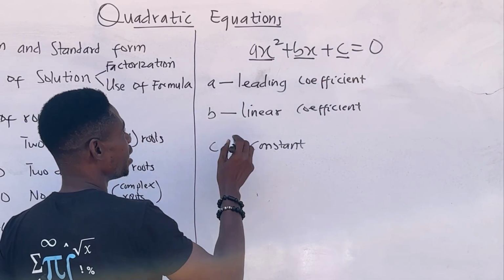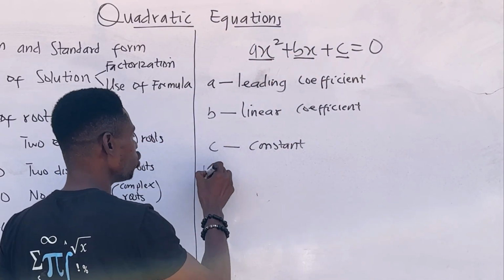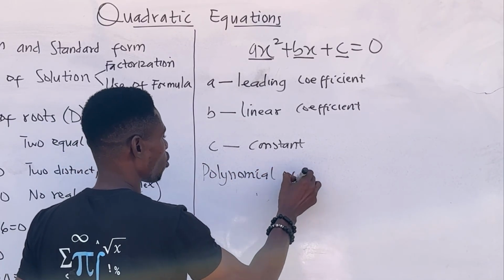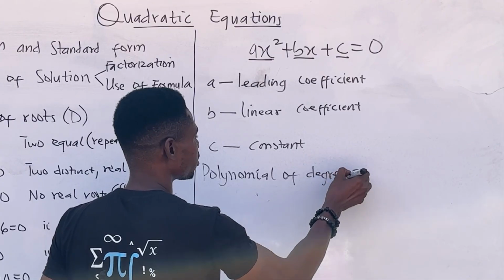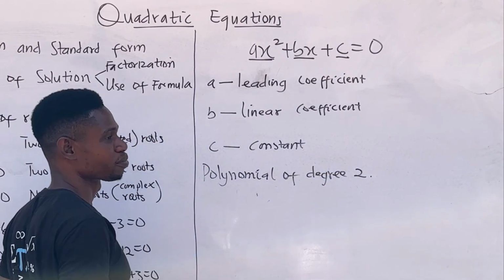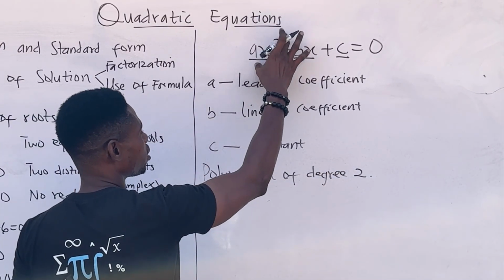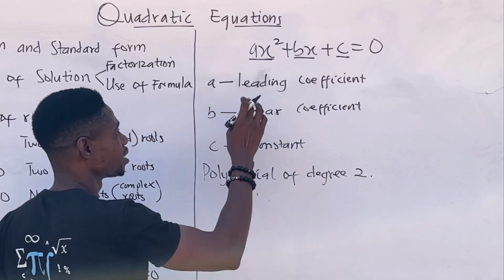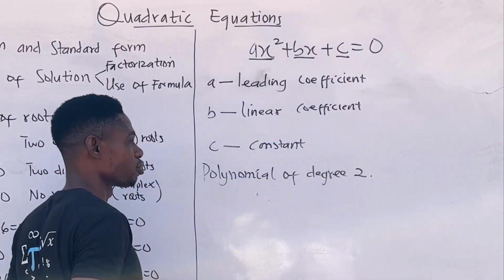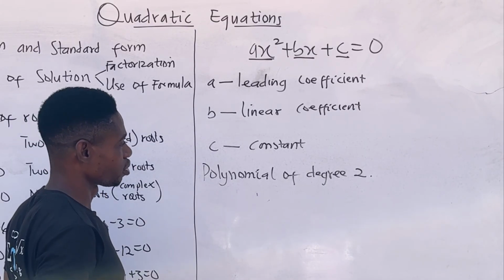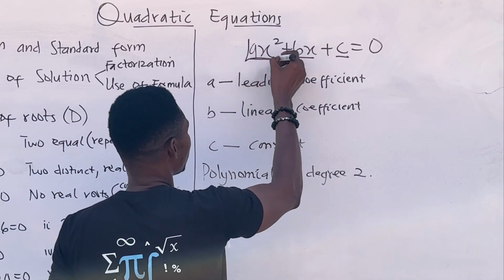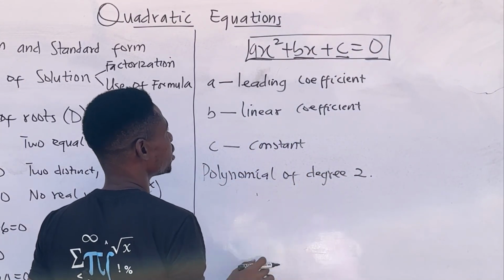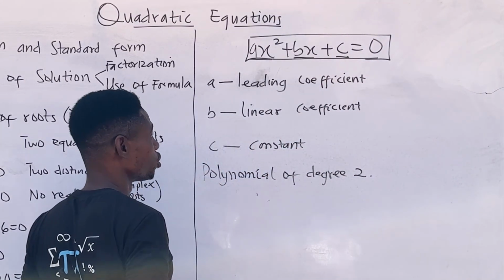So this is a quadratic equation, a polynomial of degree 2. So the highest power of x is 2. So this is what a quadratic equation looks like. And this is the standard form of a quadratic equation. So I believe this is clear enough. So if we see any equation that looks like this, this is a quadratic equation.